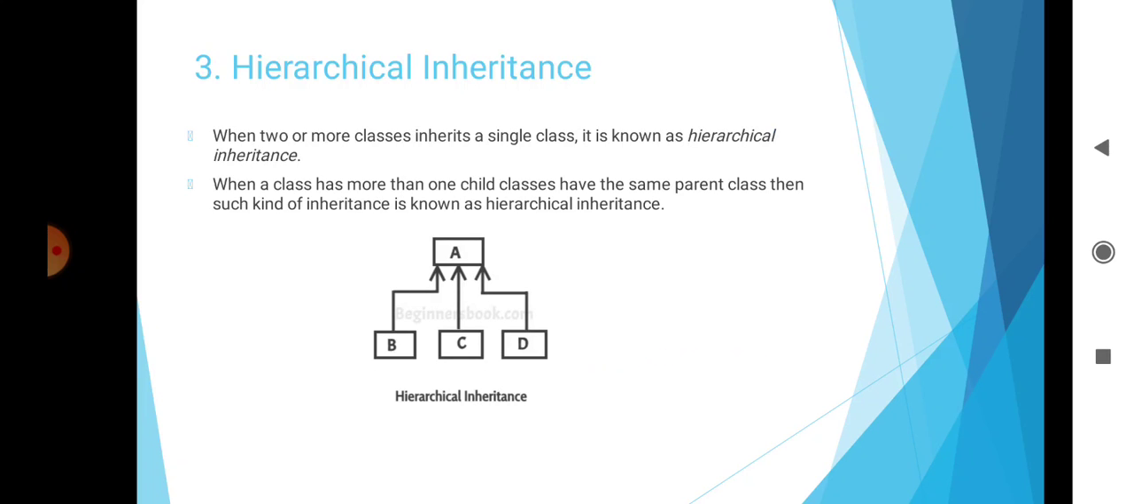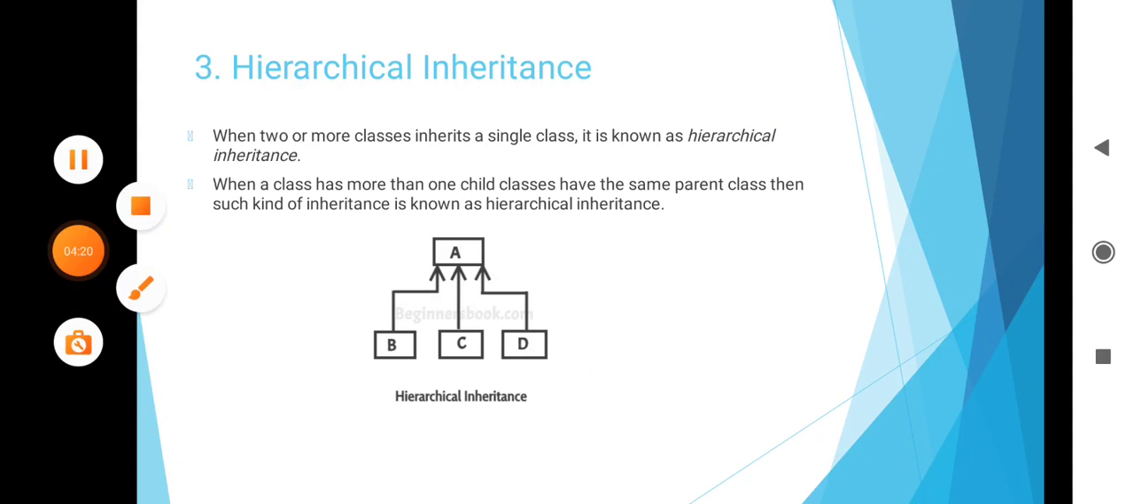Then the third type of inheritance is hierarchical inheritance. When a class has more than one child class, that means subclasses that have the same parent class, then such a kind of inheritance is known as hierarchical inheritance. In hierarchical inheritance, we derive more than one subclass from a single superclass. This concept is called hierarchical inheritance. When two or more classes inherit from a single class, it is also known as hierarchical inheritance.